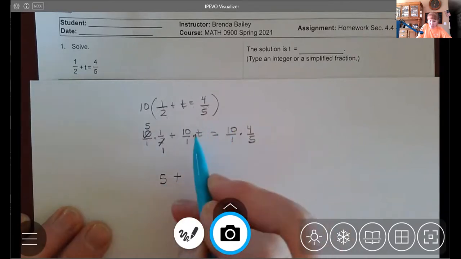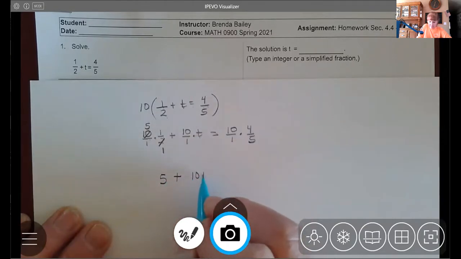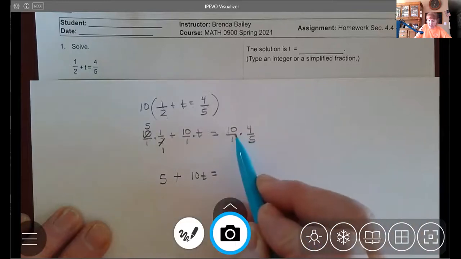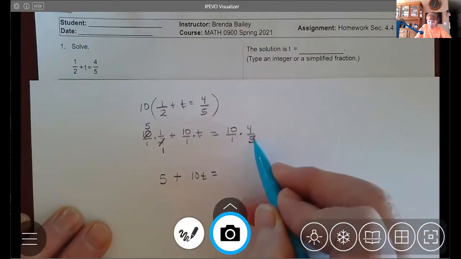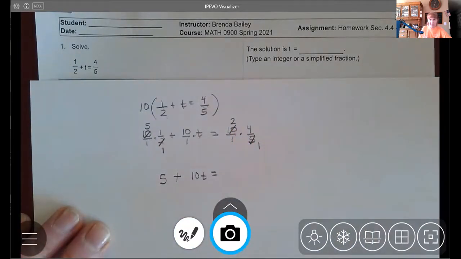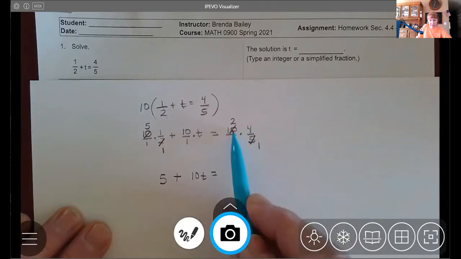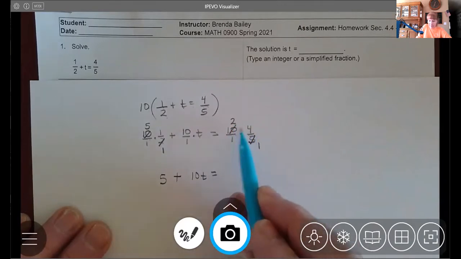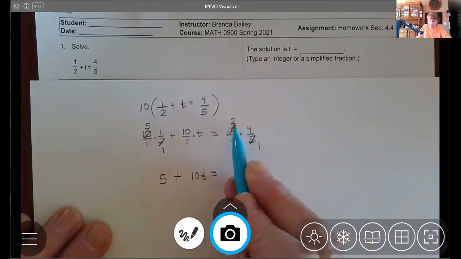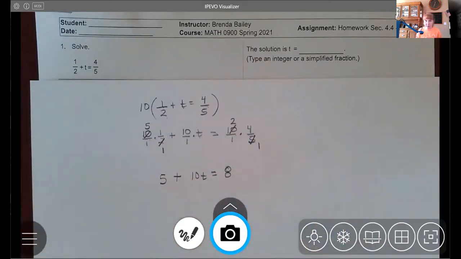Plus, you go to this: 10 times t, nothing cancels. It's just 10t. Then 10 times 4/5: 5 goes into here once, 5 goes into 10 twice, I'm reducing the fraction, so we're going back a few sections. You multiply across, 2 times 4 is 8. And that's the equation you're going to solve.